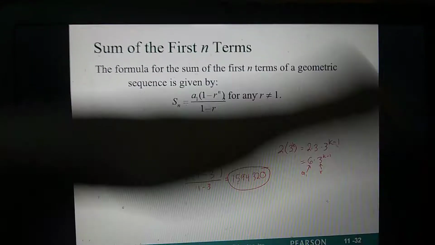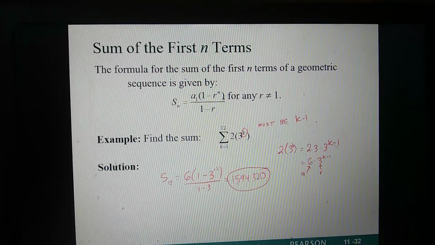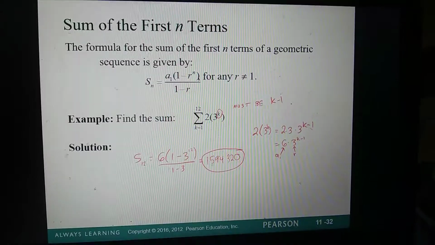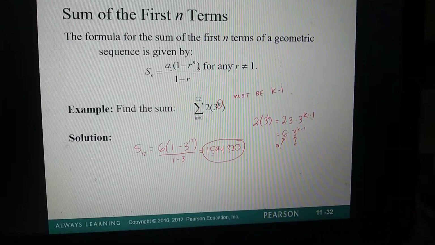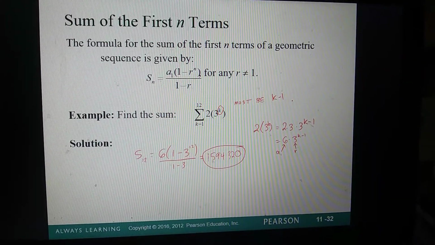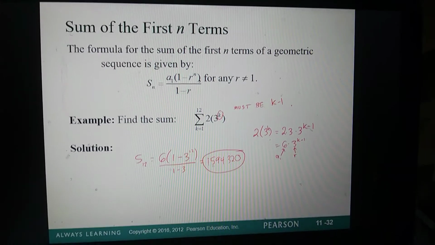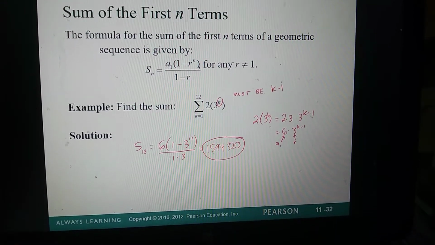A lot of these you're going to need the calculator to solve at the end. And the neat thing about this, just like the arithmetic, is we can also calculate the partial sum pretty easy. We have a formula for it defined by the first term and the common ratio.